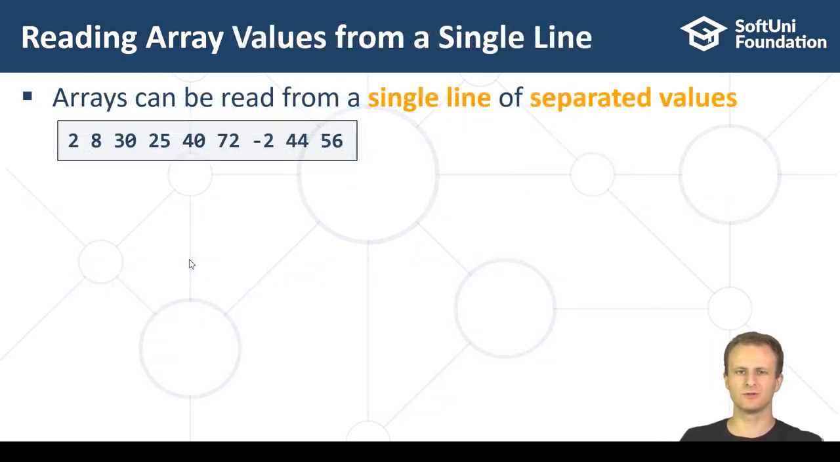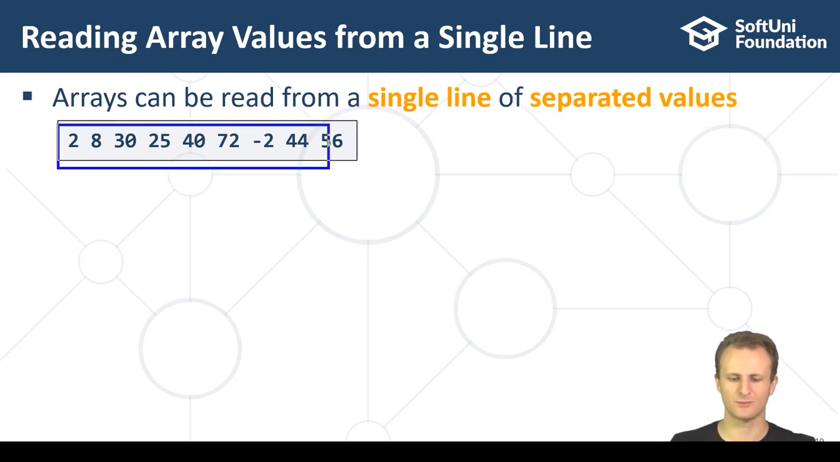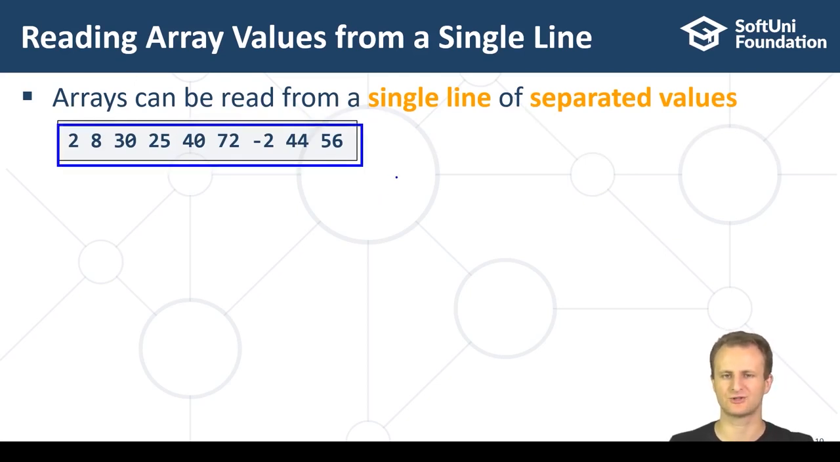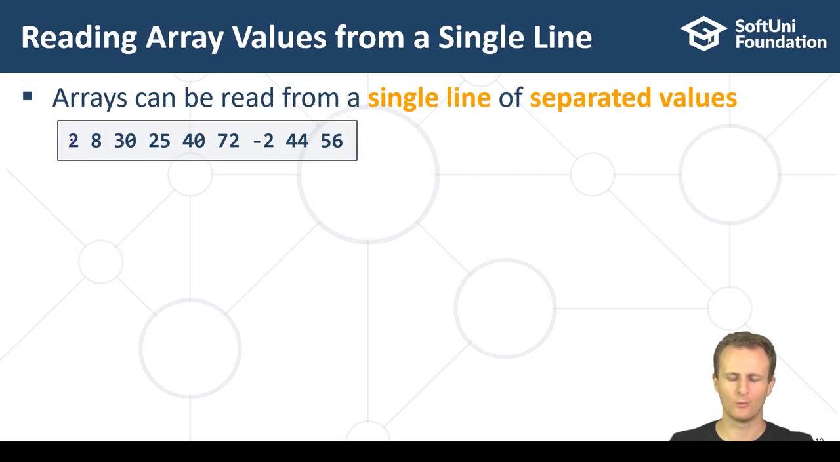But if you don't know the size, there are other ways to read an array from the console. So one of these ways is by reading an array from a single line on the console, and this is actually a pretty common case when reading input from the console. Now, how do we know when to stop? Well, if we have a fixed size, we execute our loop that number of times. But if we don't have a fixed size, we need to have something else which indicates when we should stop.